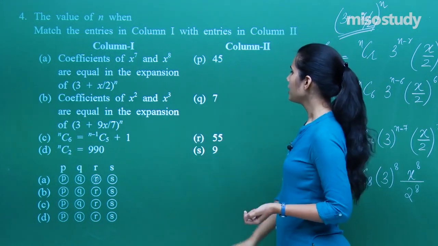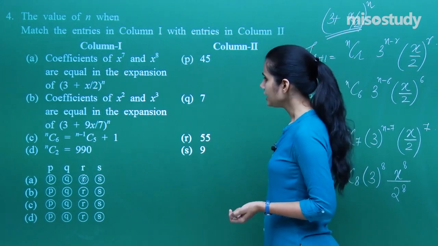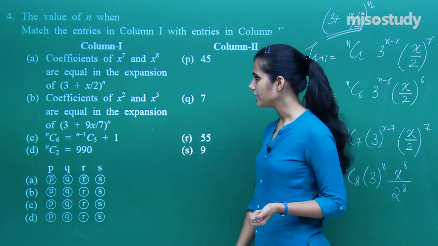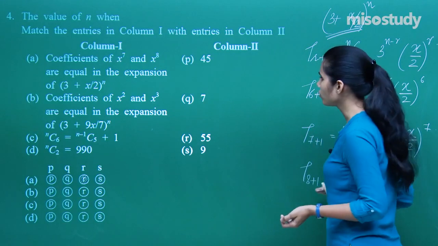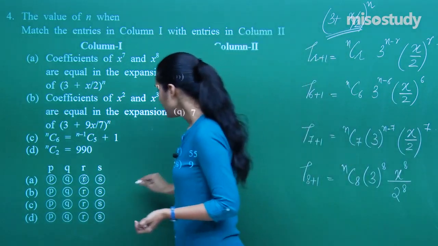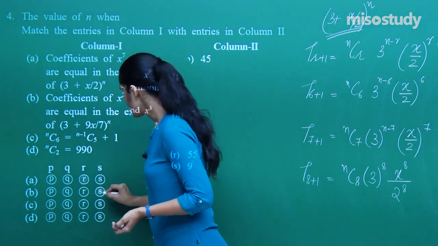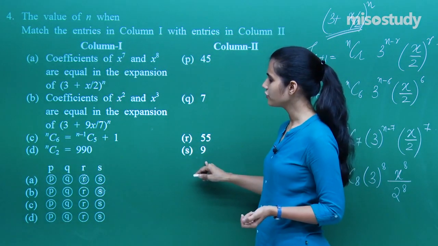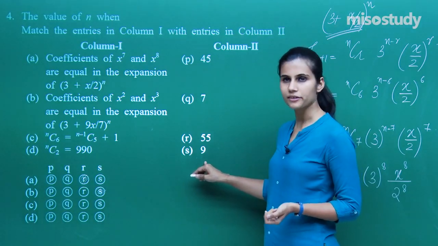Exactly in a similar manner, coefficients of x square and x cube are equal in the expansion of (3 plus 9x by 7) whole to the power n. Exactly in the same fashion when you follow, what is it that you get? You basically get B getting matched to S. It is for n equals 9 that coefficients of x square and x cube are equal in the expansion of (3 plus 9x by 7) whole to the power n.